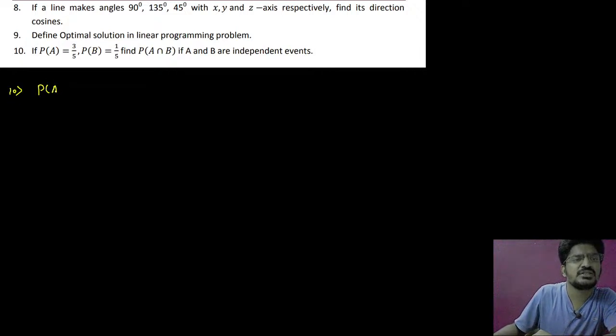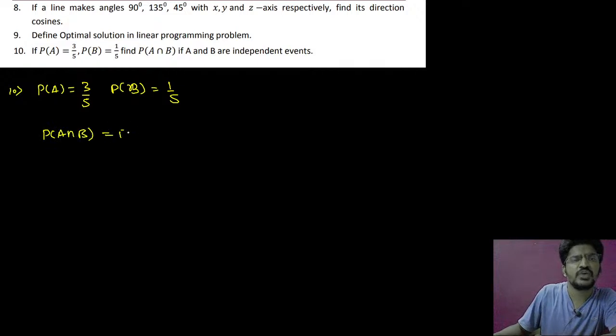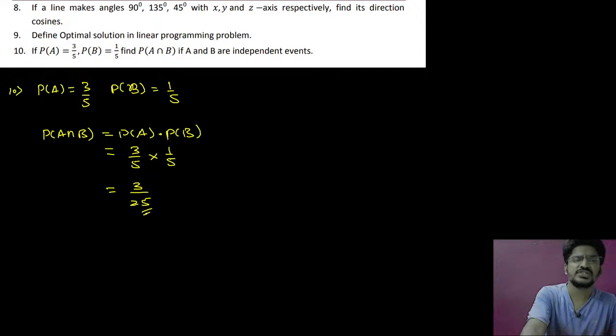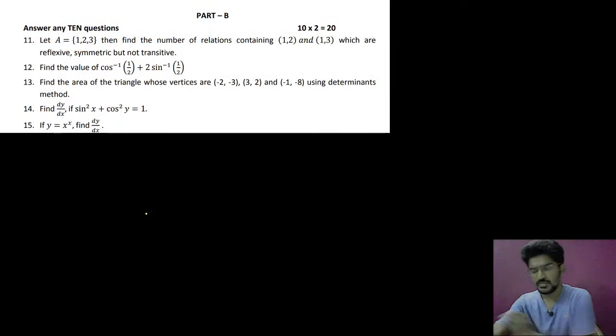If P of A is 3 by 5 and P of B is 1 by 5, find P of A intersection B if A and B are independent events. We know that P of A intersection B is equal to P of A into P of B if A and B are two independent events. So that is 3 by 5 into 1 by 5, which is equal to 3 by 25. This is your answer, okay. Because A and B are two independent events, the formula is P of A into P of B. So therefore it is 3 by 5 into 1 by 5, that is equal to 3 by 25. Clear? Okay.